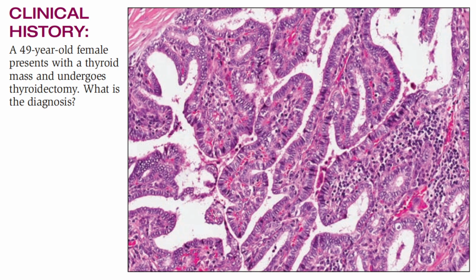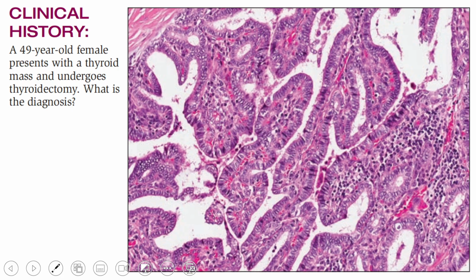First we see a 49-year-old female presenting with a thyroid mass and undergoing thyroidectomy. From this microscopic structure, what can we diagnose? First, we see what features we can appreciate here. Here we can see a papillary-like growth, demarcated by various fibrovascular connective tissues. And when we see the nuclear features, we can see nuclear pseudo inclusions.